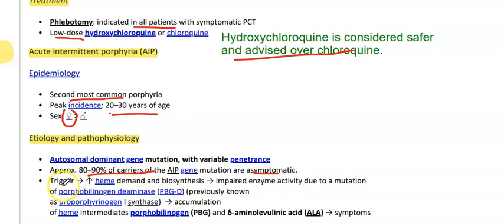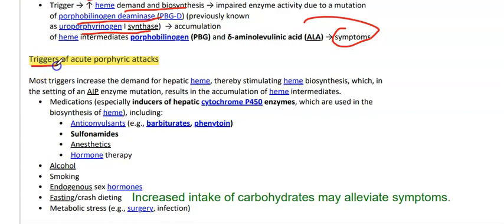Triggers are increased heme demand and biosynthesis. There is impaired enzyme activity due to mutation of porphobilinogen deaminase, previously known as uroporphyrinogen 1 synthase. So there is accumulation of heme intermediates, porphobilinogen and delta aminolevulinic acid, which leads to the symptoms. What are the triggers? Most triggers increase the demand for hepatic heme, thereby stimulating heme biosynthesis, which in the setting of the AIP enzyme mutation results in the accumulation of heme intermediates.